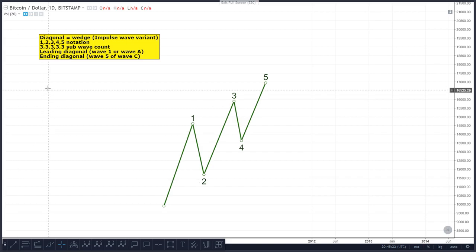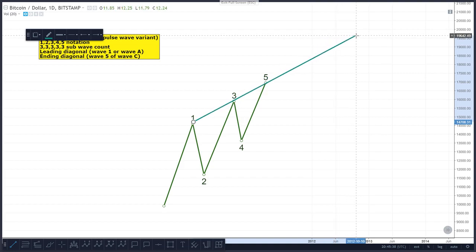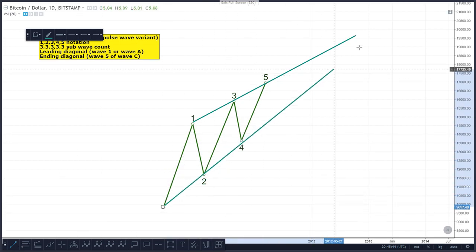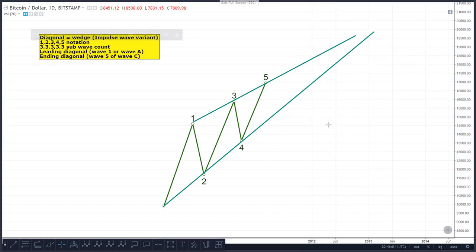So first of all, the diagonal, as you can see here, is also known as a wedge. And the reason it's called a wedge is because the wave count, the pattern, is converging. So if we draw some trend lines just connecting the highs, like so, and then another line connecting the lows, we can see that these two lines, the upper trend line and the lower trend line, are actually converging. They're getting closer together, just like a wedge. So that's why we call it a wedge.